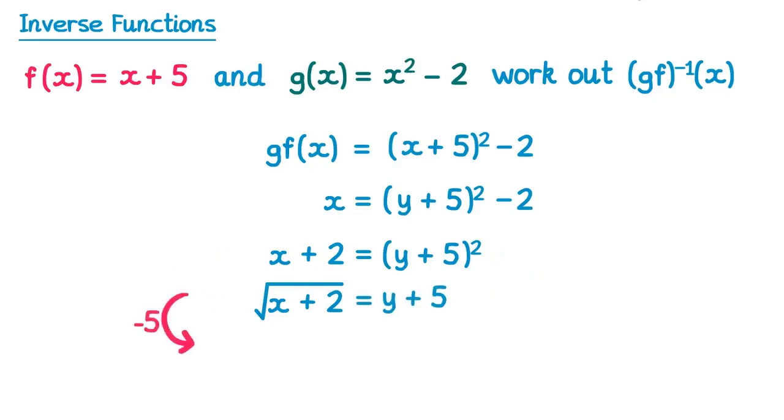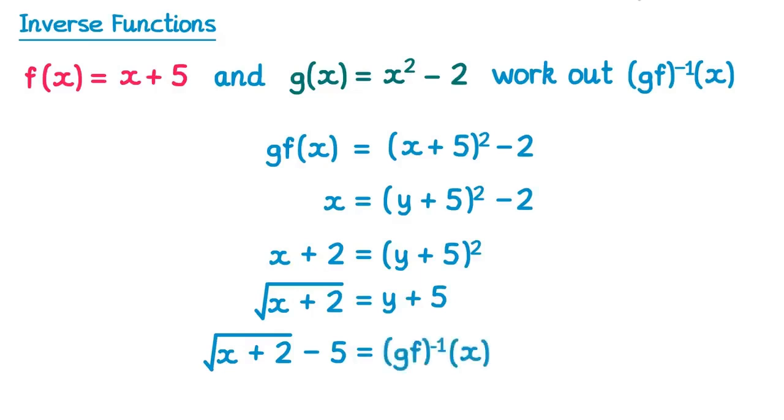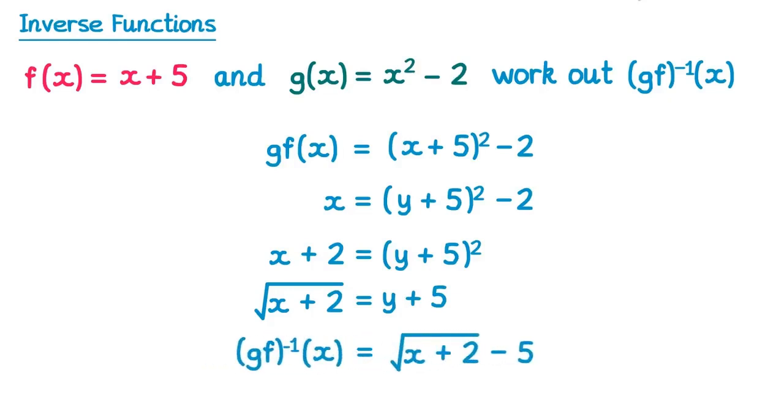On the left hand side, we've got the square root of x plus 2 and then we take away 5. And on the right hand side, this 5 will cancel, so it's just y. Then we can switch out that y, but instead of the inverse function of f, it's actually the inverse of the composite function gf. And of course, we prefer this to be on the left hand side. So we end up with the inverse of this composite function as square root of x plus 2 and then subtract 5.